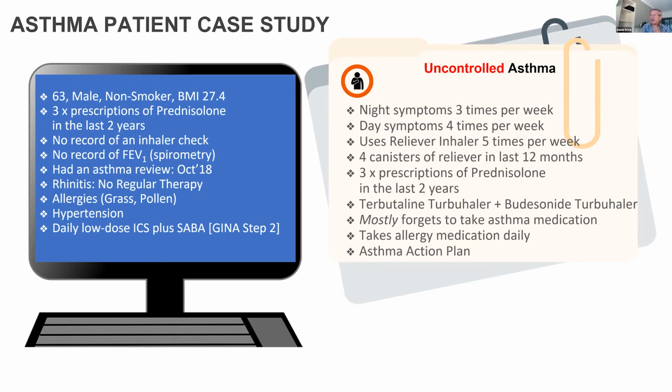Well, they have nighttime symptoms 3 times a week, daytime symptoms 4 times a week, using their reliever 5 times a week, and 3 scripts for prednisolone, so they agree with what was in the medical records. They were supposed to be on regular budesonide and terbutaline as needed, and admitted to mostly forgetting to take their asthma medications. They're taking their allergy medication daily, which we don't know what it is, and they have an asthma action plan. So that was the story for them.